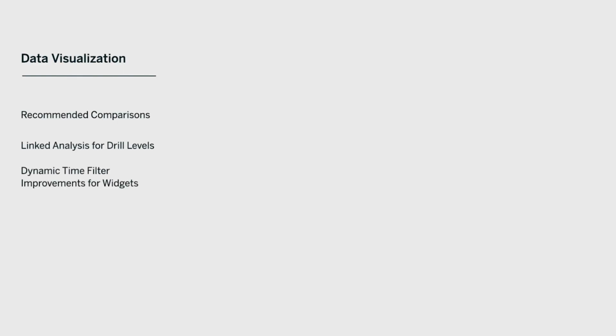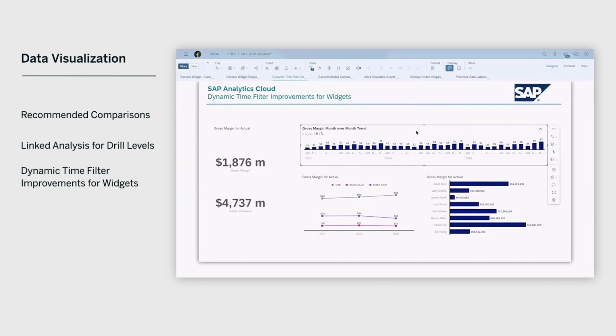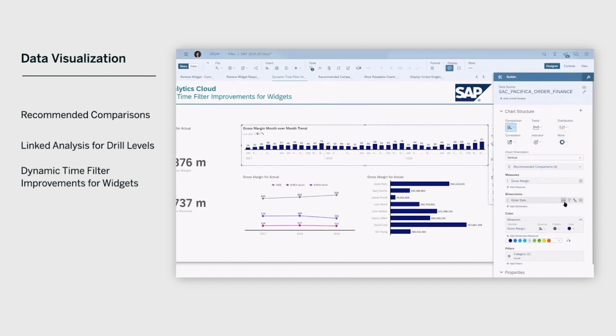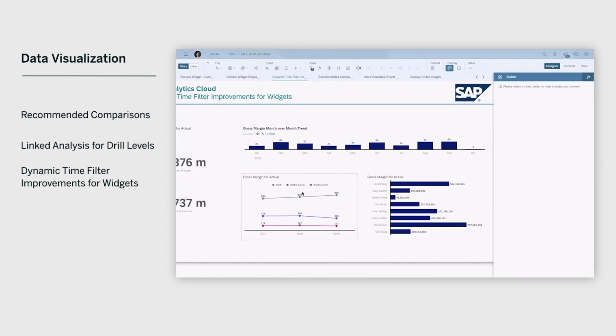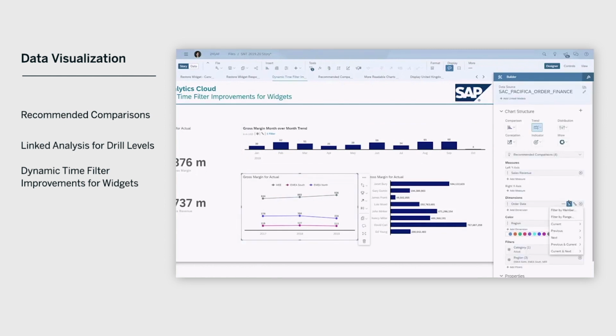The new Dynamic Time Filter UI is now directly available in your Builder panel, along with dynamic time offsets and widget filters. This allows you to quickly create popular dynamic time widget filters, such as year to date or previous and current month, without needing any special knowledge of the product.